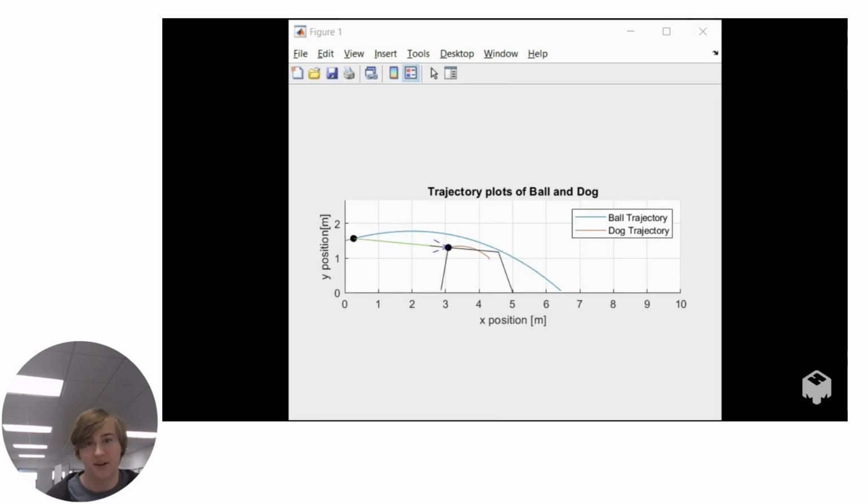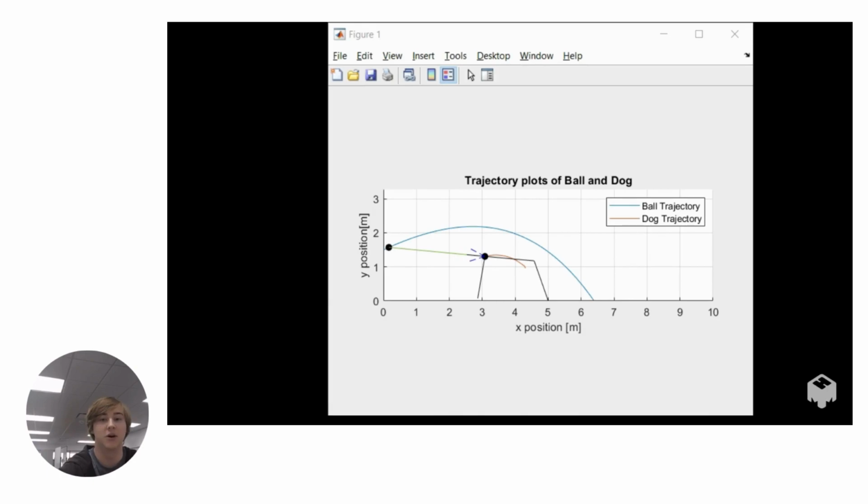This is another example of the dog catching the ball. In this scenario, the ball is launched with a little bit extra initial velocity. So this gives the dog a little bit less time to respond, but Fritz still ends up catching it in this simulation.